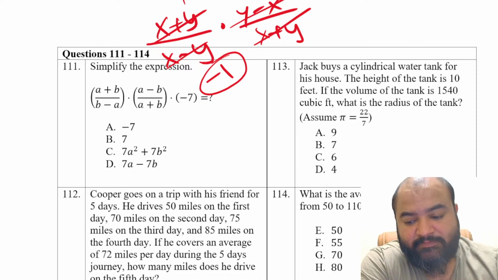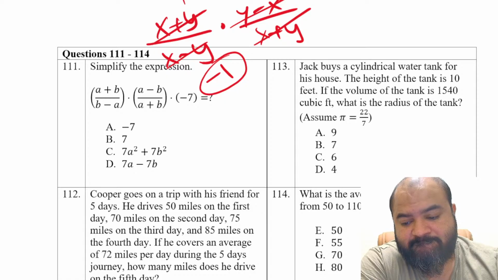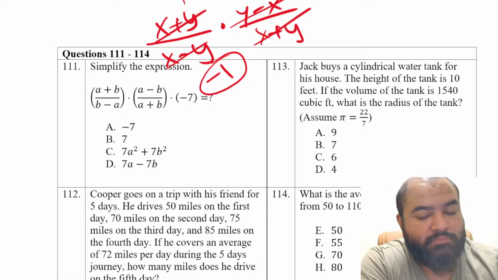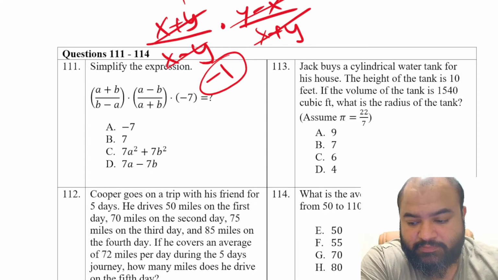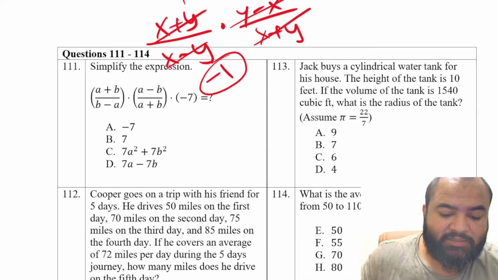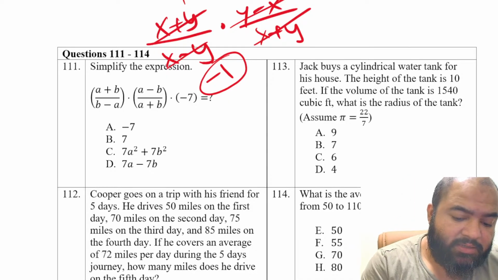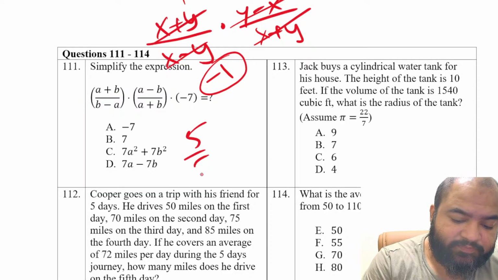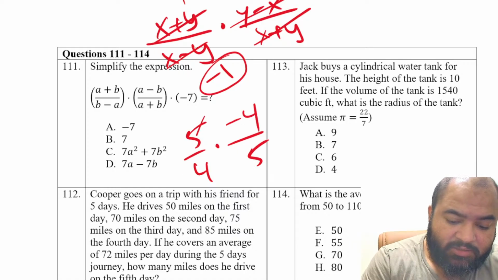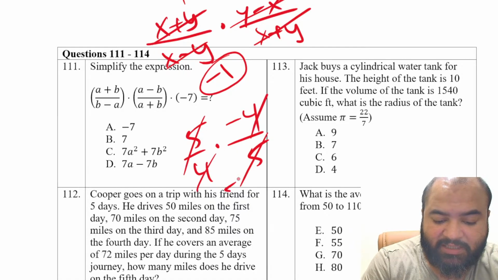Any question, guys? Good. Yeah, it's just canceling. Cancel. A plus b. It's like if I were to do the numbers. It's 5 cancel out, 4 cancel out, answer is negative 1.